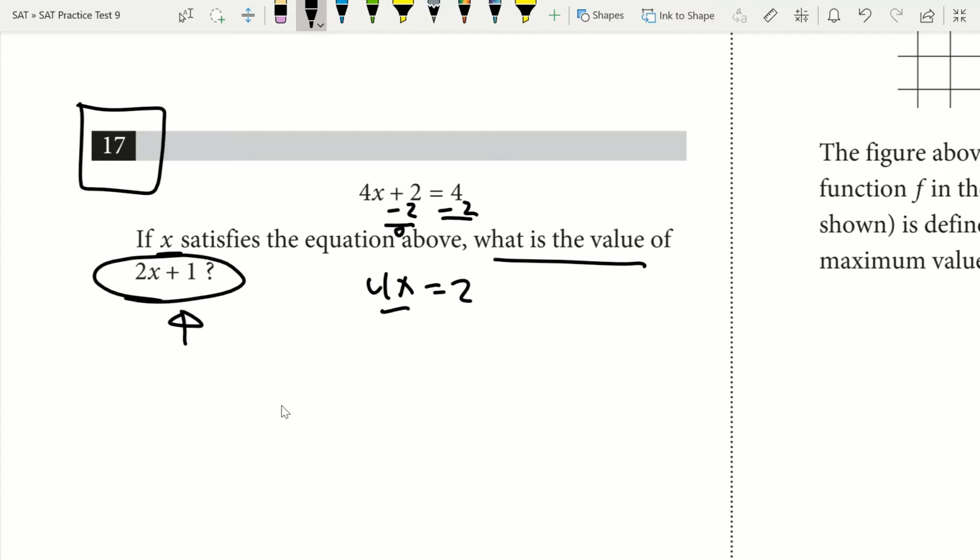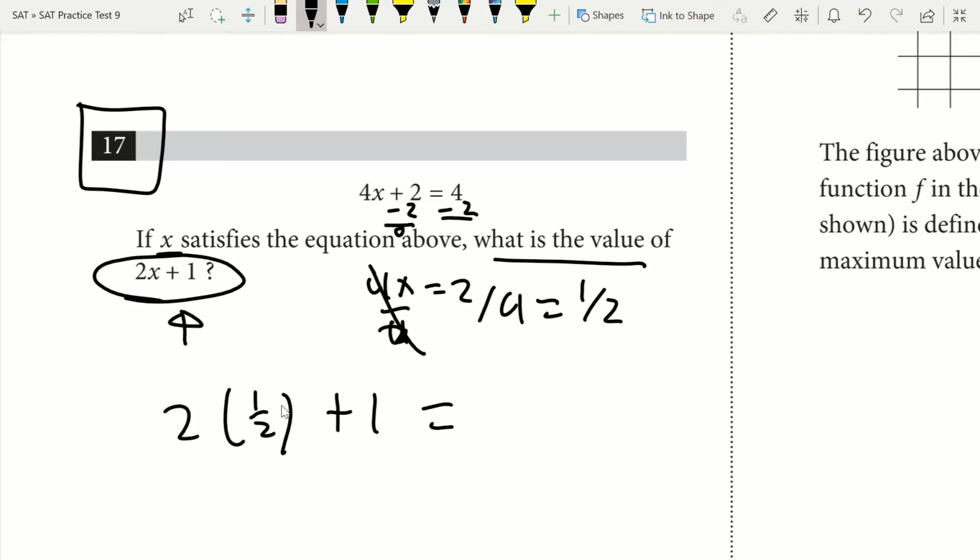Divide each side by 4. We're going to get x equals 2 over 4, which we know is 1/2. Then we do 2 times 1/2, plus 1, we know that that's going to give us 1 plus 1. Our answer there is going to be 2 for number 17. Okay, the reason I wanted to do this one is because I want you to make sure you're watching out for what you're asked to answer with. You're asked to answer with the value of 2x plus 1.